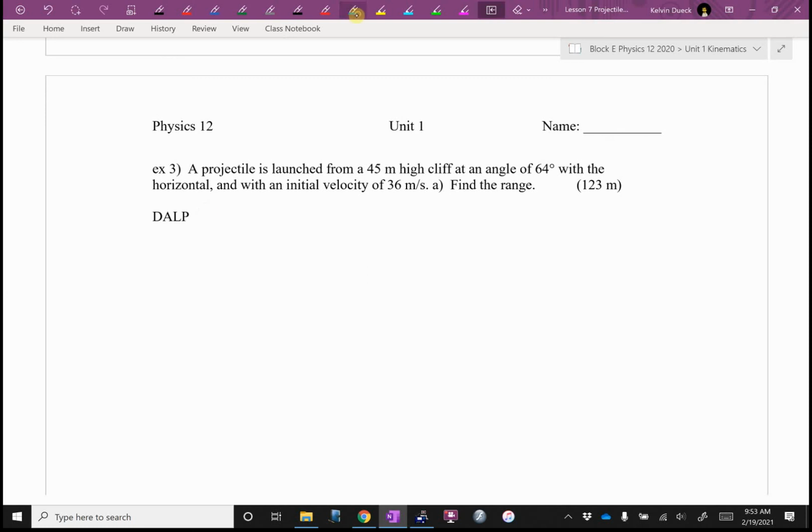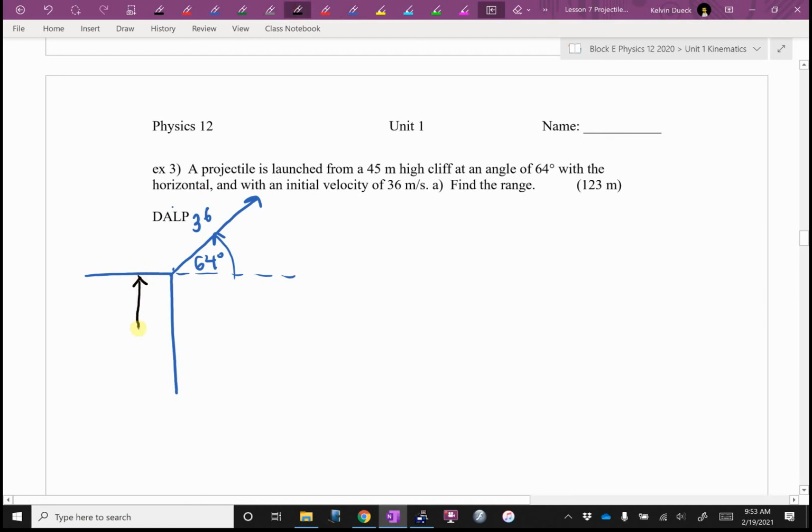What I mean is that the 64-degree angle isn't going to go with a vertical line like that. The 64-degree angle is going to go from a horizontal line like that. So this is going to be 36 meters per second, 64 degrees, and this cliff height is 45 meters.